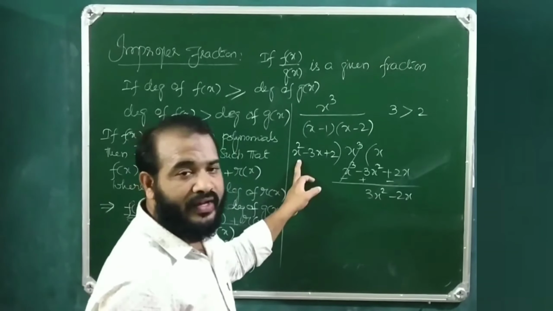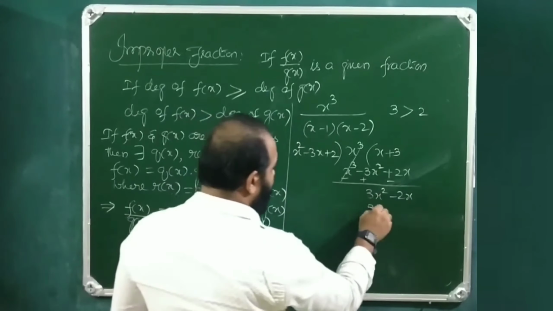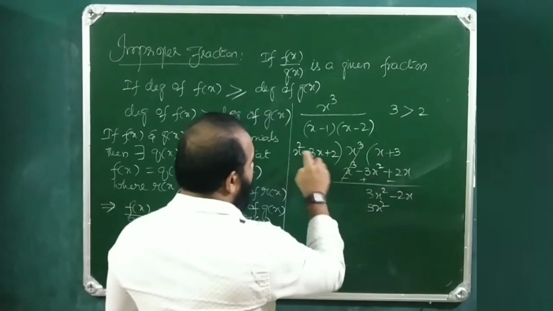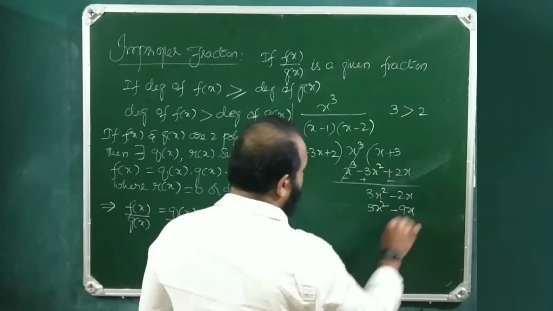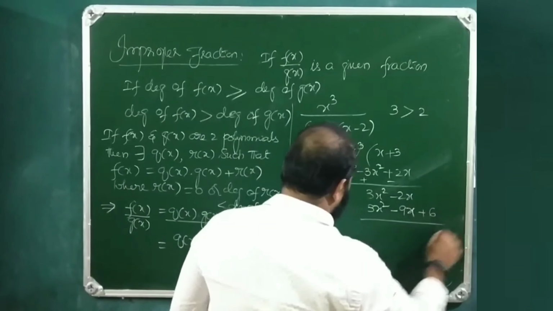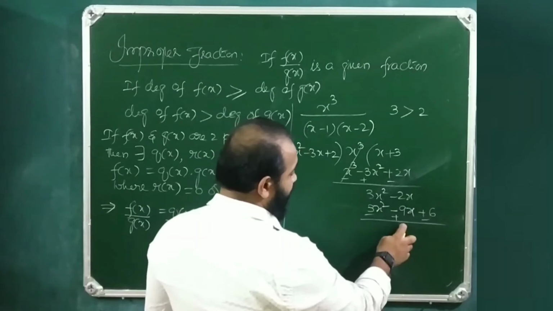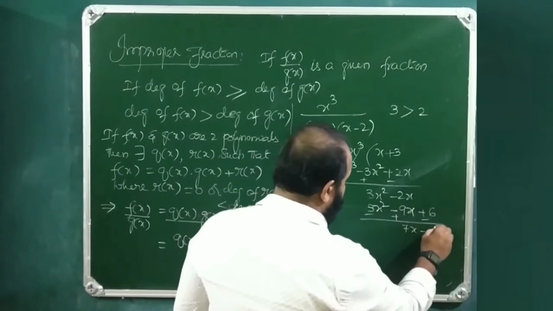3x square by x square is 3. With 3 we will multiply: 3 into x square is 3x square, 3 into minus 3x is minus 9x, 3 twos are 6. So this is minus plus minus. So 9x minus 2x is 7x minus 6.